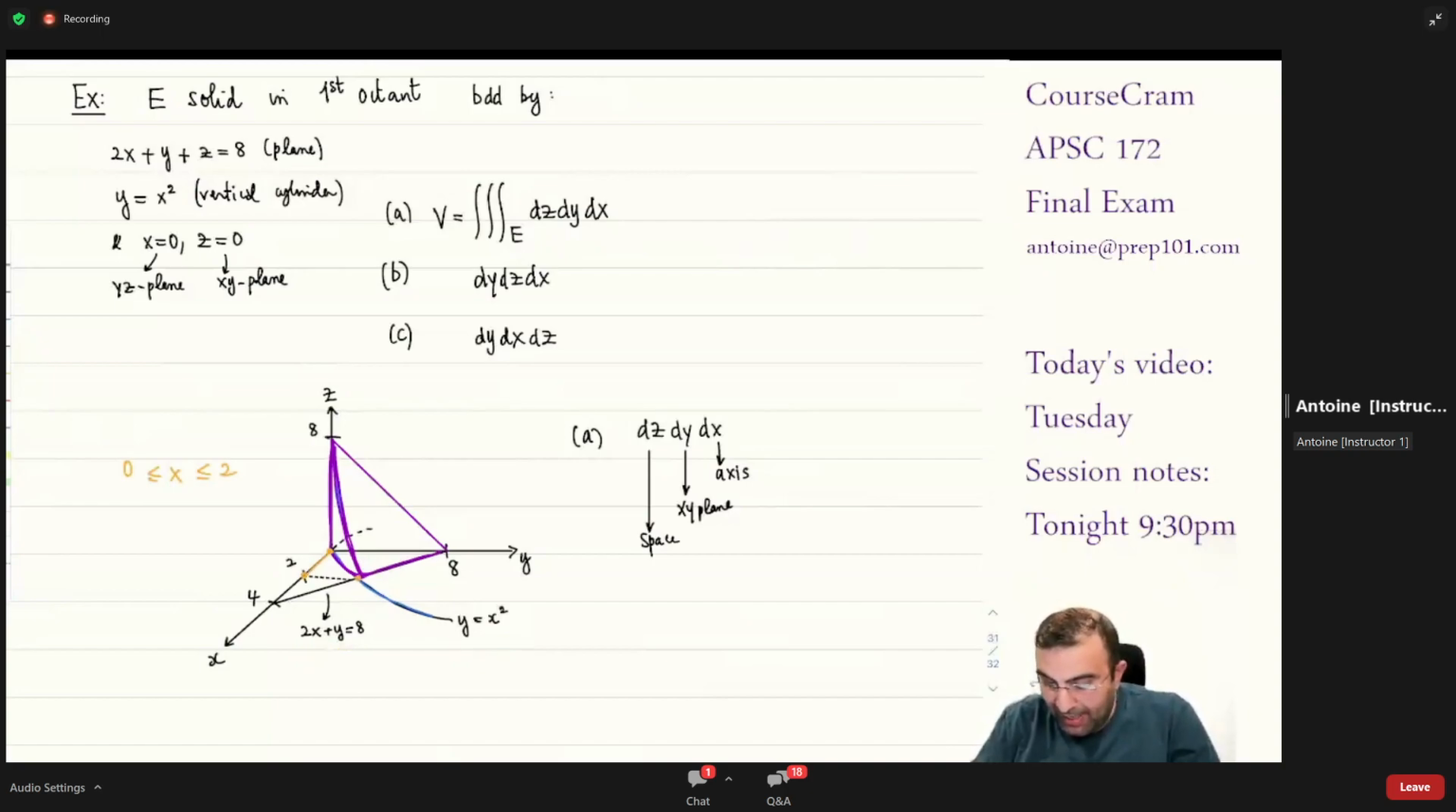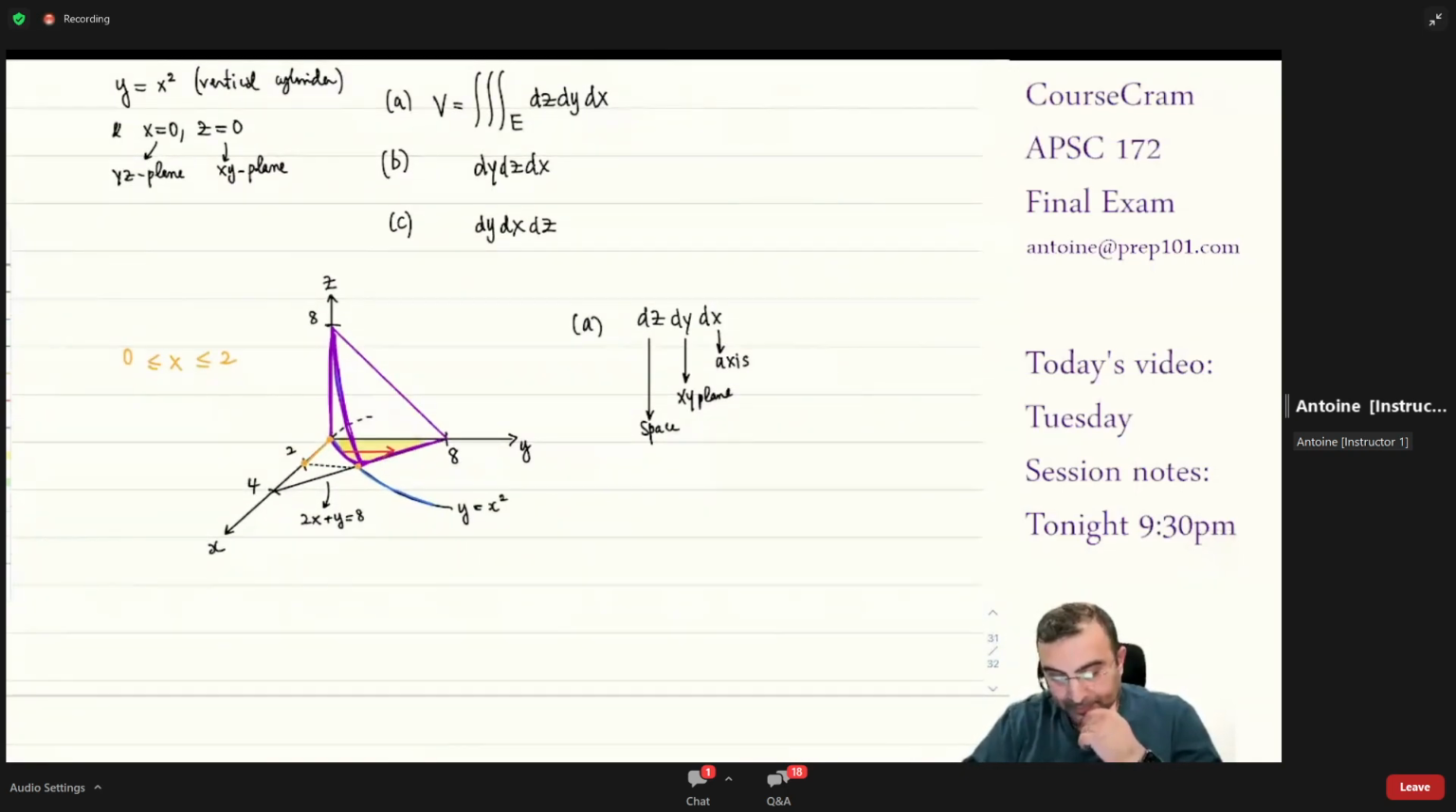Now, for my y, I'm going to look only in the xy plane. So I'm looking here. What is my y doing? It's difficult to draw straight lines and all of this. What is my y doing? Y is going from x squared to this line, which is 8 minus 2x. You can see it clearly right here that it's 8 minus 2x.